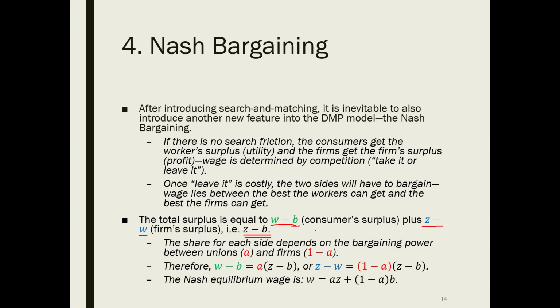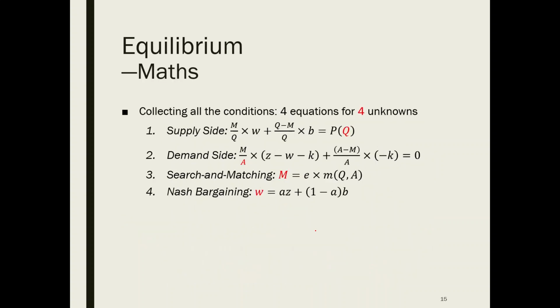To clarify, political bargaining power A is exogenous. So are Z and B. W is exogenous to individual consumer and firm, but endogenous to the labor market when you combine the supply and demand sides. To summarize, we collect the 4 building blocks of the model.